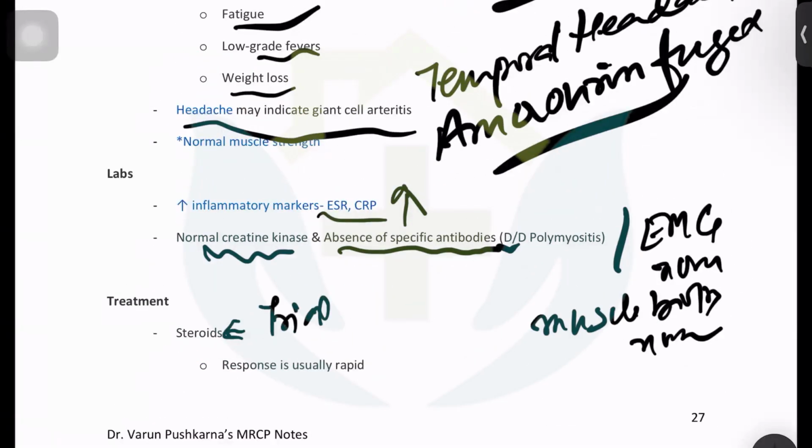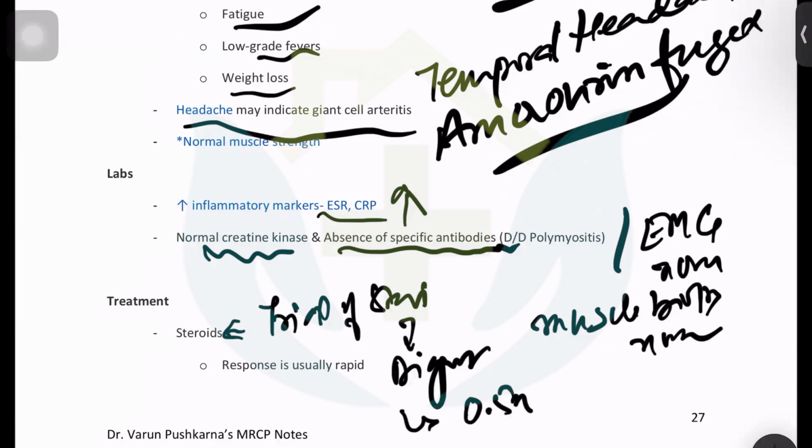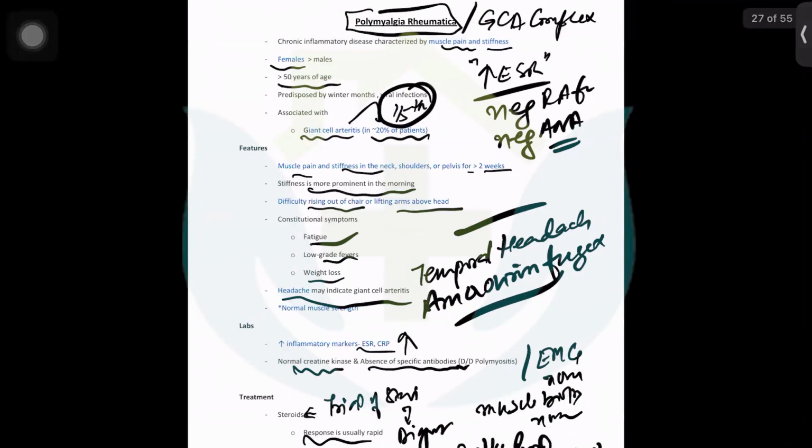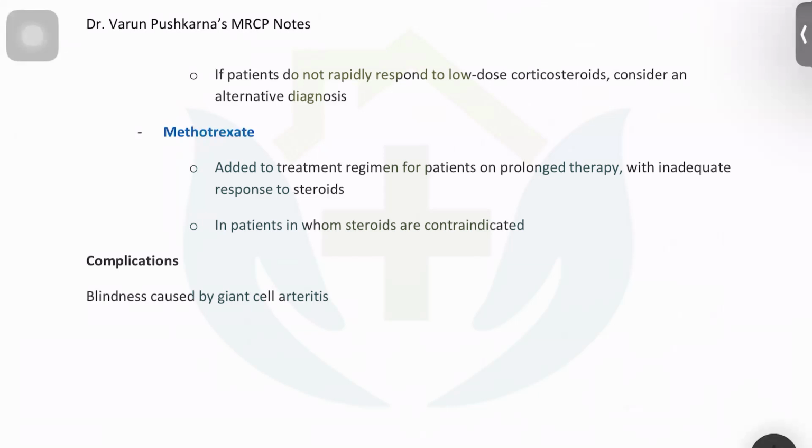Sometimes all we give is a trial of steroid. One of the diagnostic criteria. You give the patient 0.5 mg per kg prednisone and the patient tells you that within 3 days she has improved 100%. The answer is PMR. Response is usually rapid. If patients do not respond to low-dose steroids, the diagnosis is wrong. You are treating something else. It is not polymyalgia rheumatica.